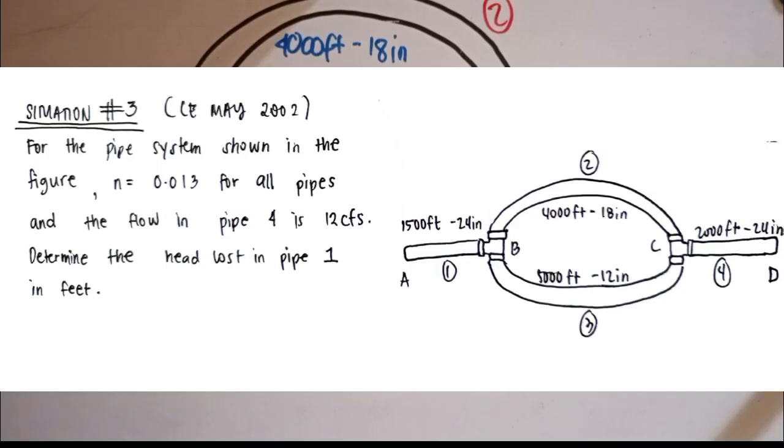Problem number 3. For the pipe system shown in the figure, N is equal to 0.013 for all pipes, and the flow in pipe 4 is 12 cubic feet per second. Determine the head loss in pipe 1 in feet.